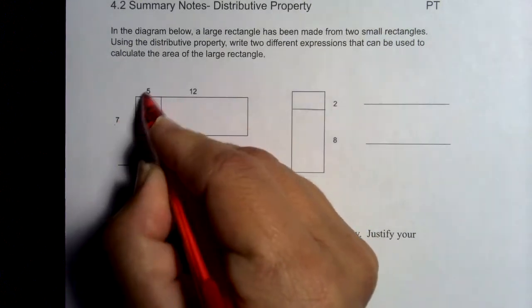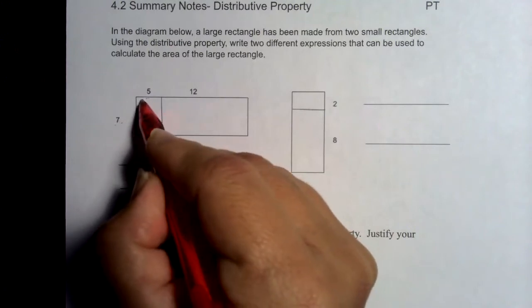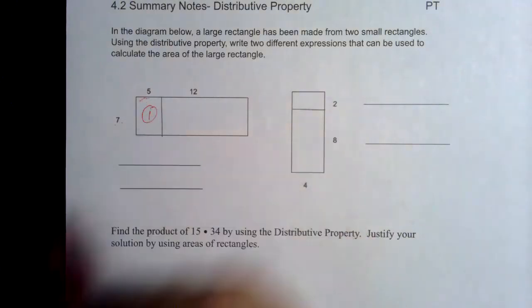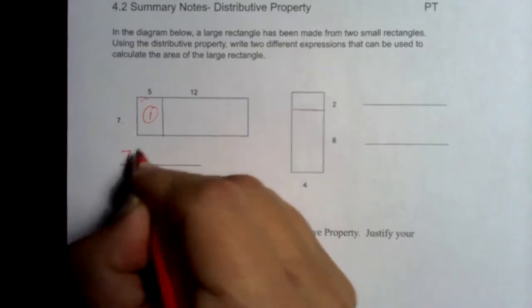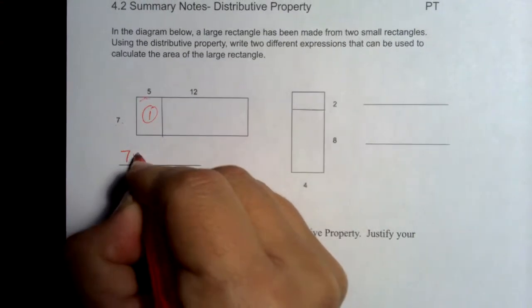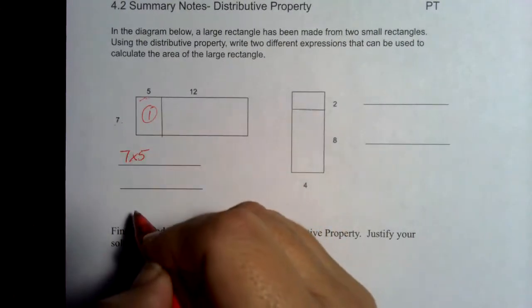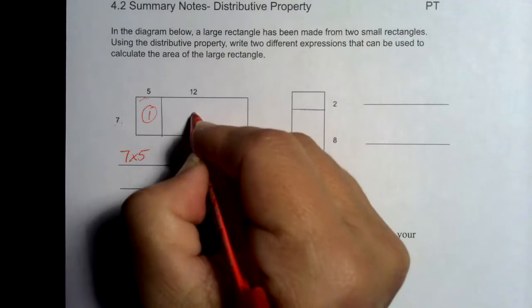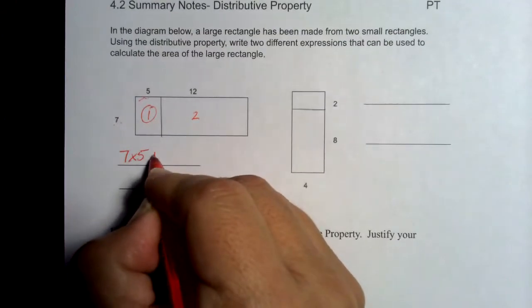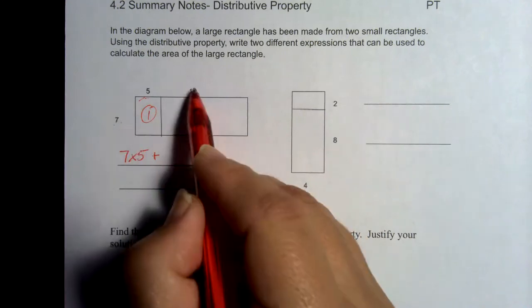my first thing is I'm multiplying and finding the area of section 1. So I would say I'm doing 7 times 5. Now in this case, if you want to put an X and say I'm doing 7 times 5, that's fine, because now I have numbers instead of letters. Then remember, I'm adding the product of section 2, which would be 7 times 12.